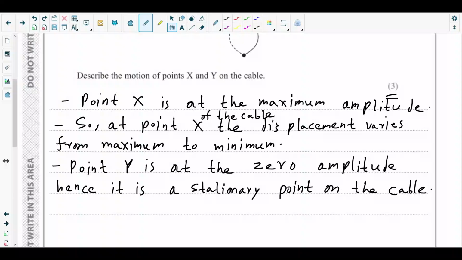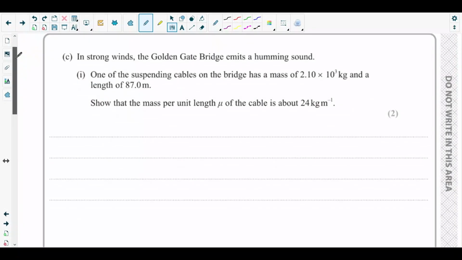Next is part C. The question says, in strong winds, the Golden Gate Bridge emits a humming sound. Part 1 of C says one of the suspending cables on the bridge has mass 2.10 times 10 to the power 3 kg and a length of 87 meters.